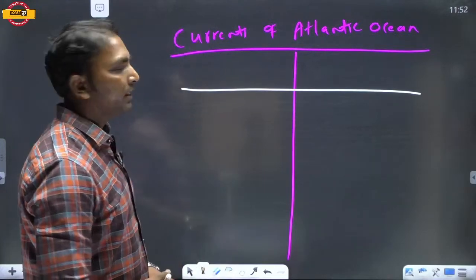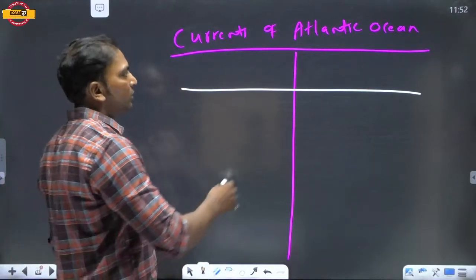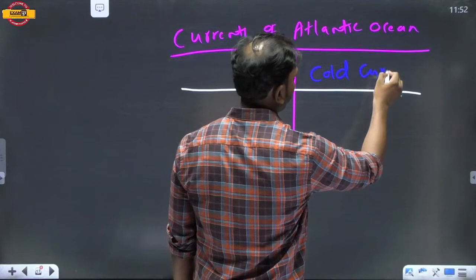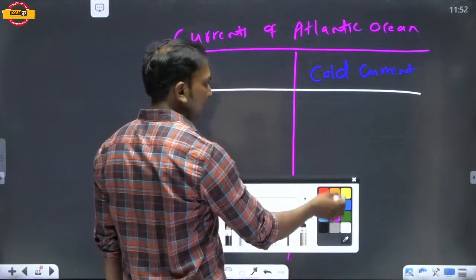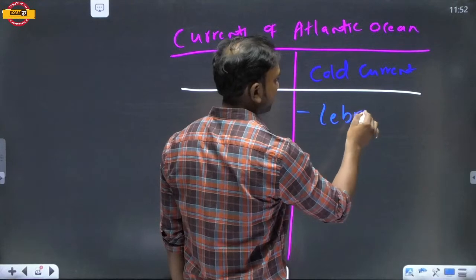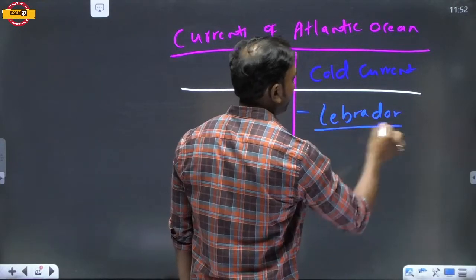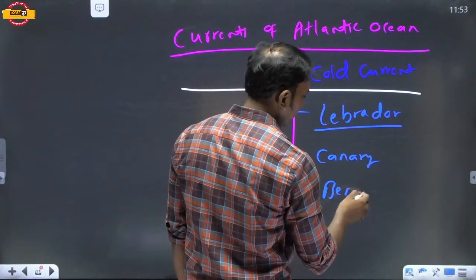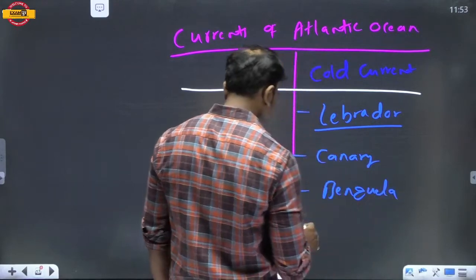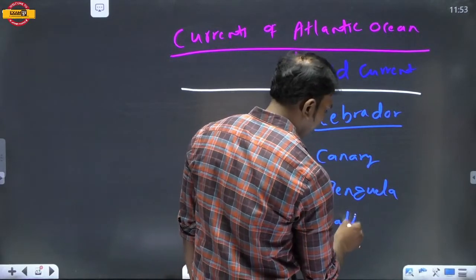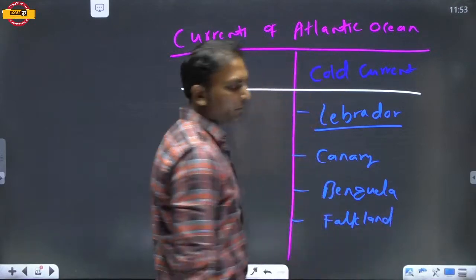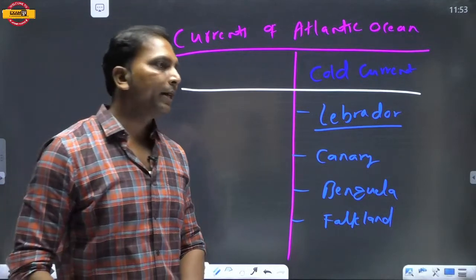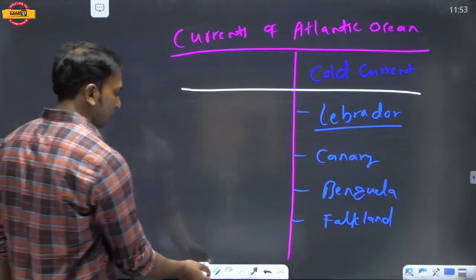Okay, so first of all get the names of the currents. The first ones here are the cold currents. This side is the cold current. The first one is the Labrador current. Second one is the Canary current. Third one is the Benguela current. And the fourth one is the Falkland current.